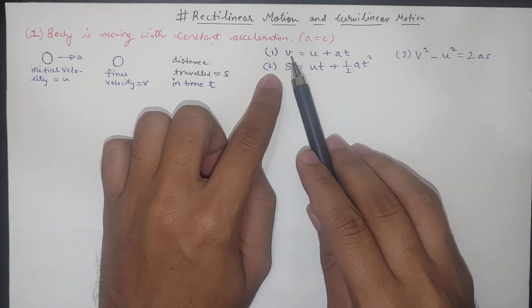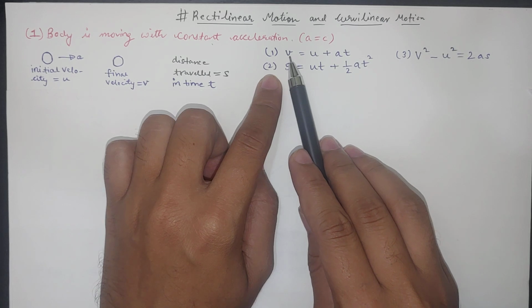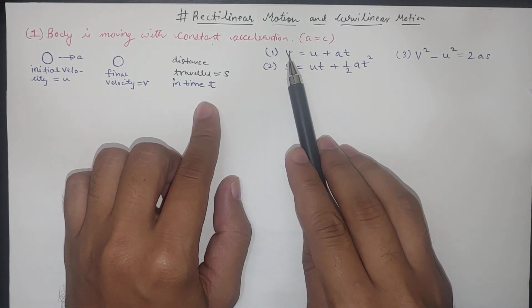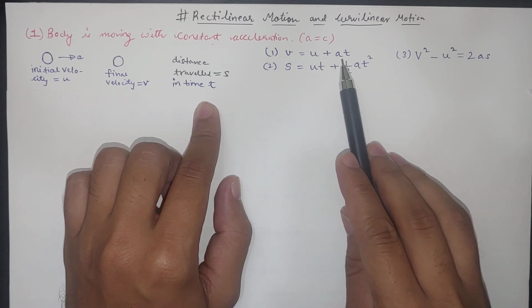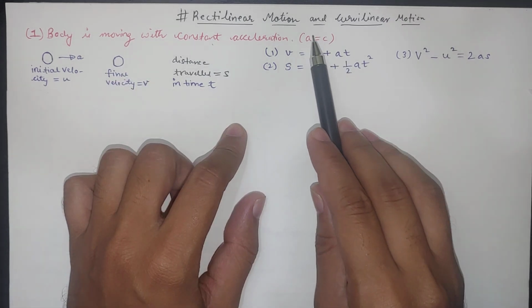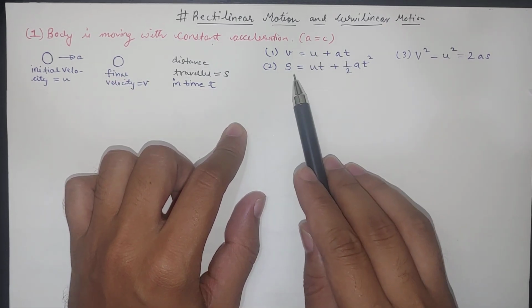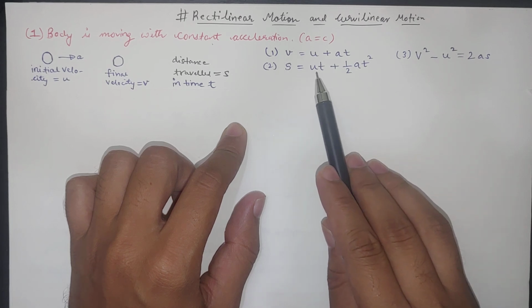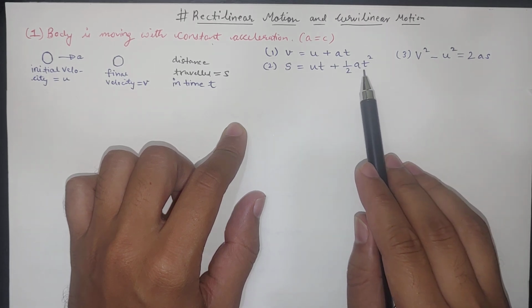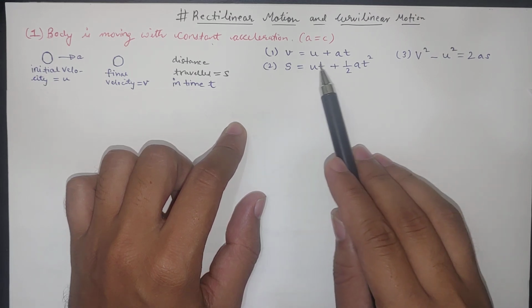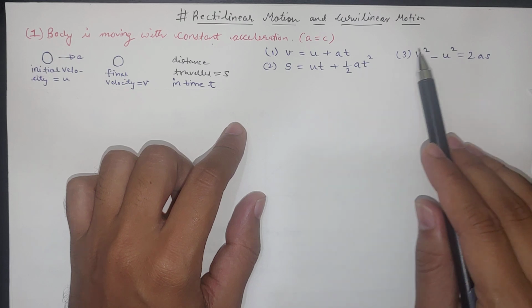Now here three equations are used, which is v is equal to u plus at. Final velocity is equal to initial velocity plus acceleration into time taken to travel that distance. Here acceleration is constant, which is an important point. Here s is the distance traveled, which will be equal to ut plus half into a into t square. So this is how we can calculate distance traveled with initial velocity, acceleration and time.